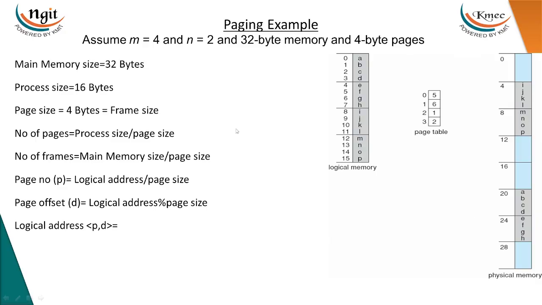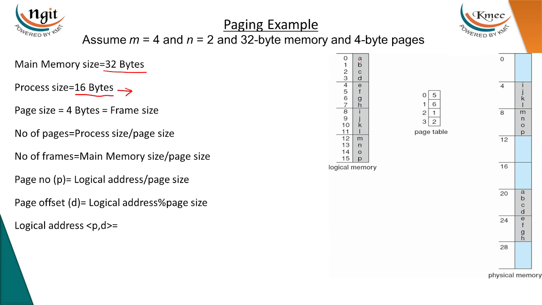Let's see an example on paging. Assume that there is a process of size 16 bytes only, and there is a main memory of size 32 bytes. The total size of the main memory, your RAM, is 32 bytes, and your process, that is your software application program, is 16 bytes.